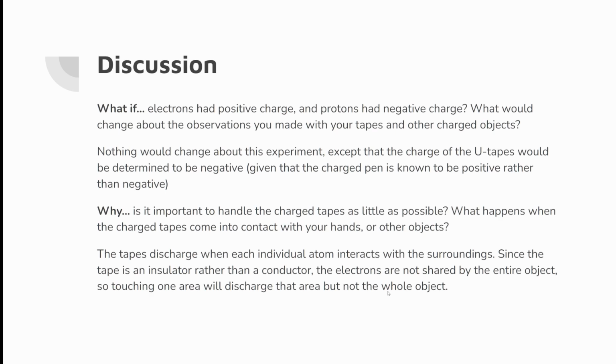So what if electrons had positive charge, protons had negative charge? What would change about these observations? Nothing would really change, except that we only decided that the tape was positively charged through using the charged pen, and if protons had negative charge and electrons had positive charge, then we would also assume that the charged pen would be positive. So we would observe the same things, but we wouldn't know if it was positive or negative. We just know the parity.